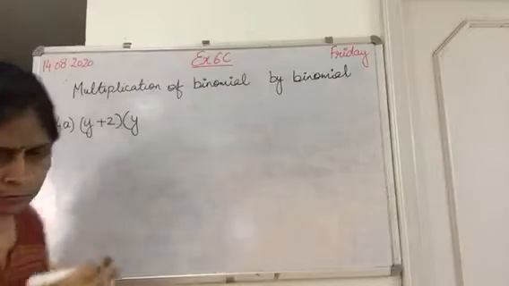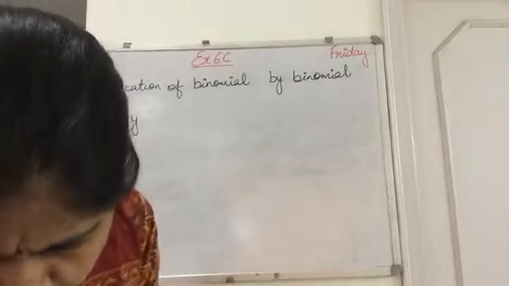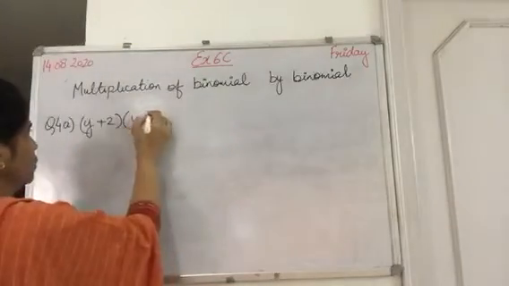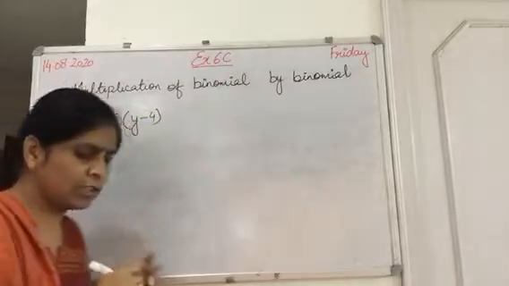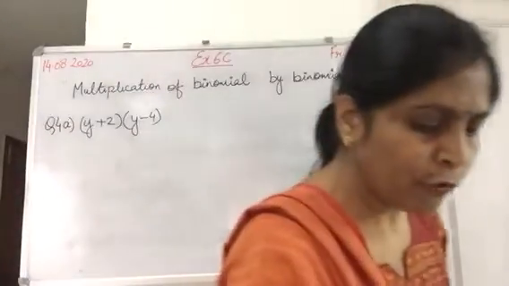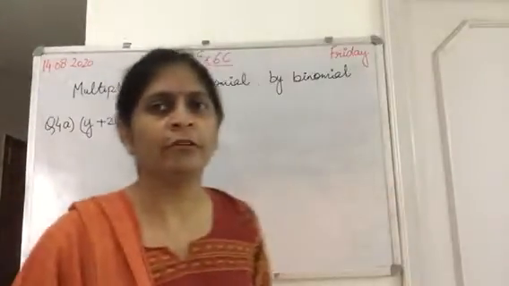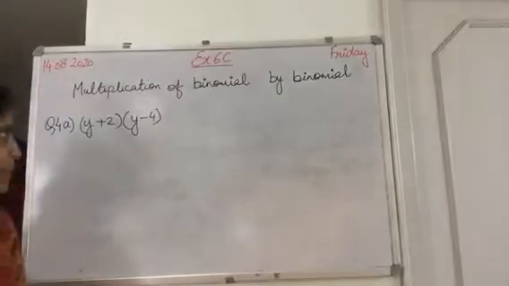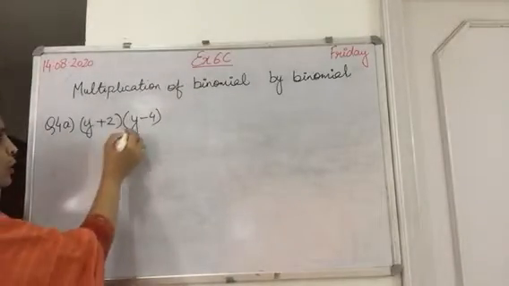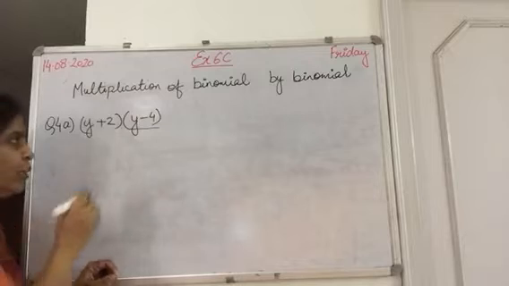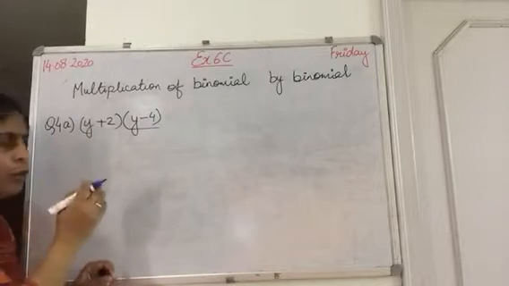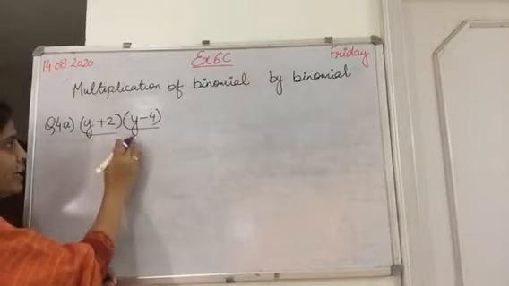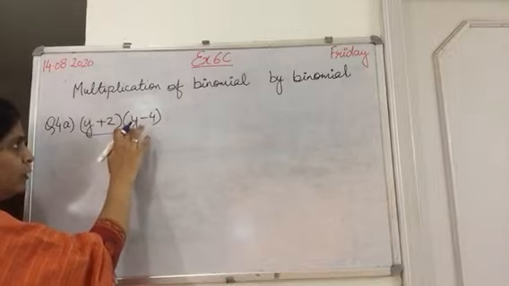Bracket y minus 4. This is the question. Now what you do, you have one method which I am explaining. Take this as same, you break down this part, or you can make this as same and break down this part. Clear?